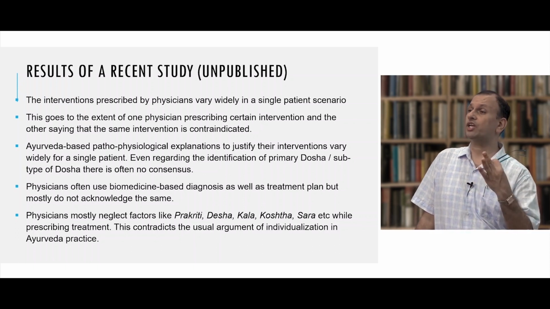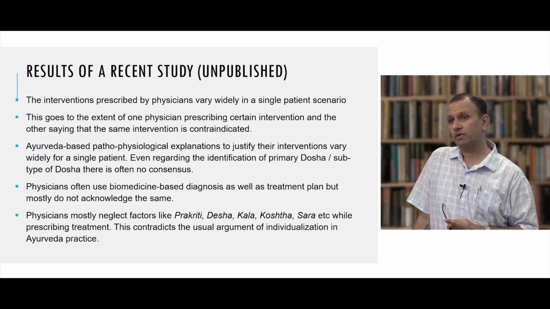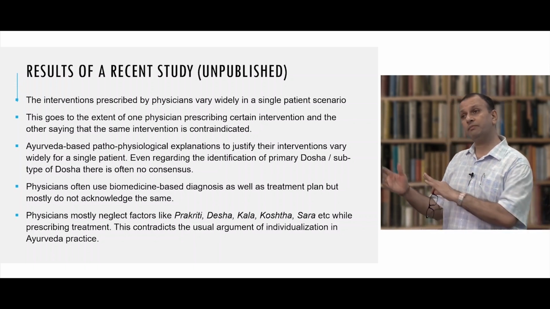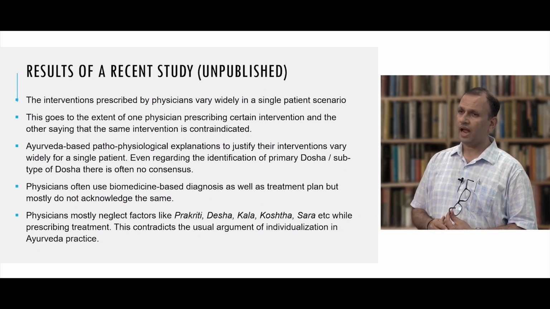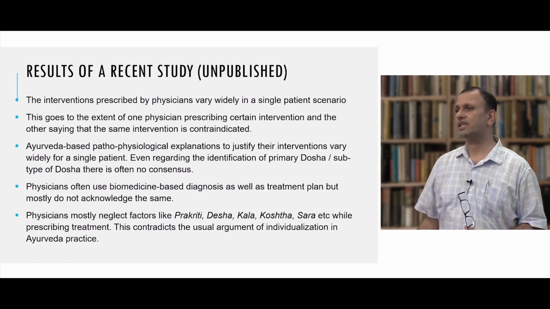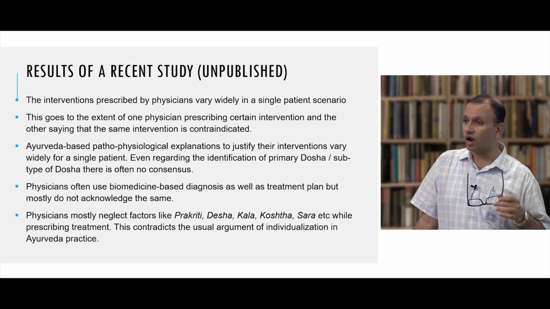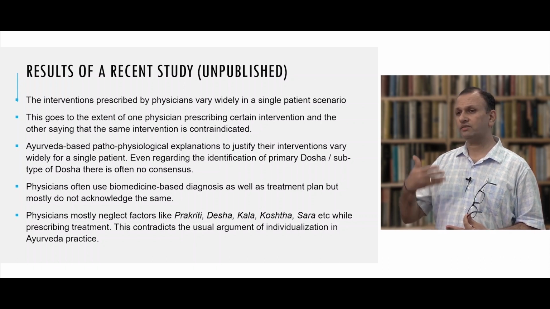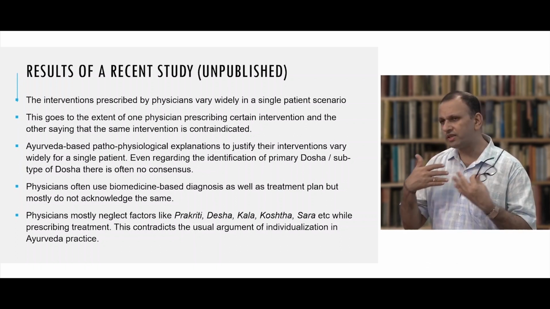For instance, even regarding the identification of the primary dosha or subtype of dosha, there is often no consensus among the physicians. And all these physicians have at least 5 years of clinical expertise. Physicians often use biomedicine-based diagnosis as well as treatment plans, but mostly do not acknowledge the same. All these are our findings. And physicians mostly neglect factors like prakriti, desha, kala, koshtha, sara, etc. while prescribing the treatment. This contradicts the usual argument that we always go for individualization in Ayurvedic practice. So what we argue and what we say is something different from what we actually do. And this is the problem. We need to face this head on.